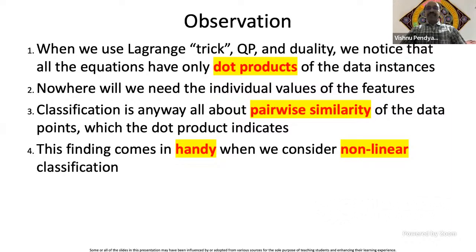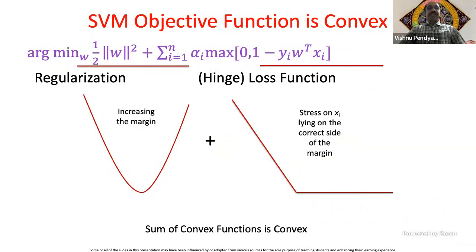So I have some slides on, okay, let me quickly cover this also. You can view the objective function of support vector machines as a sum of a regularization term and a loss function. When you plot this loss function, it looks like a hinge, right?